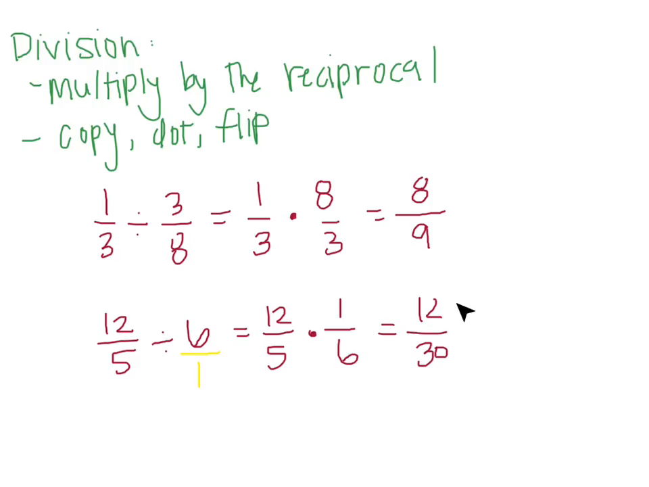And of course, I always want to ask myself, is there a common factor between these two numbers? Well, 12 can be divided by 6, and 30 also can be divided by 6. So when I do 12 divided by 6 and 30 divided by 6, what I'm going to end up with here is 2/5. So 12/5 divided by 6 is 2/5 right there.